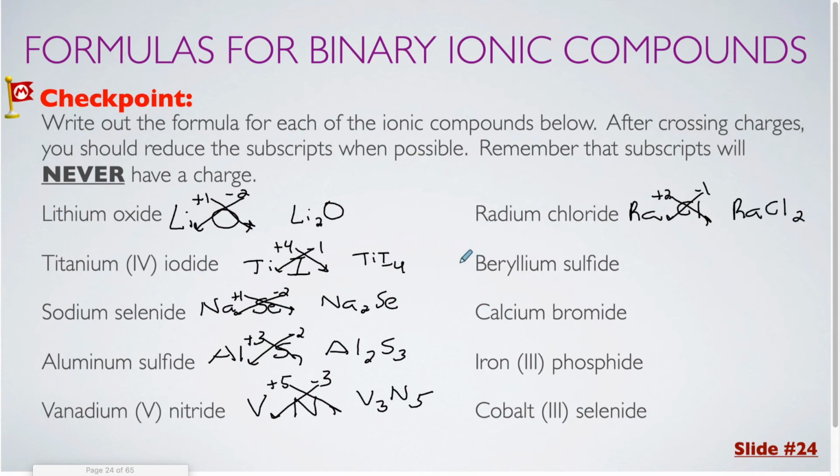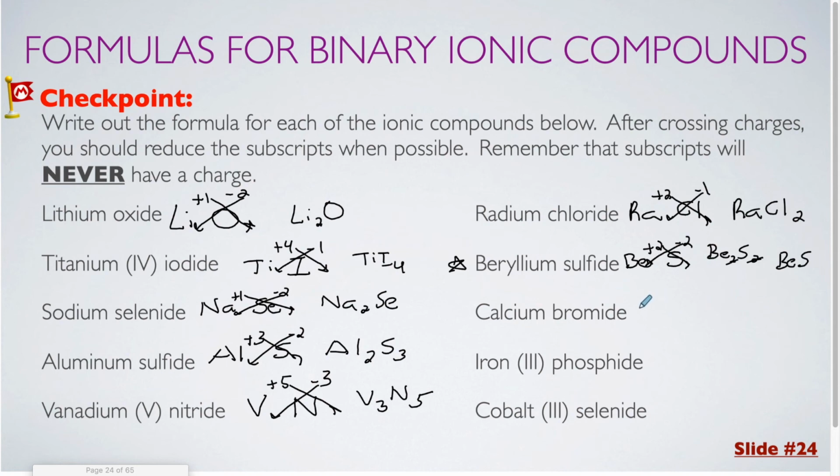Our next example is a little different, so I'm going to star this one. Beryllium is Be, and it has a +2 charge. Sulfur is S with a -2. Now when these values crisscross down, we end up with Be2S2. This is the first example that we've seen so far where we would actually need to reduce. Both of these values can be divided by 2, or, in this instance, simply canceled out. So my formula would be BeS.